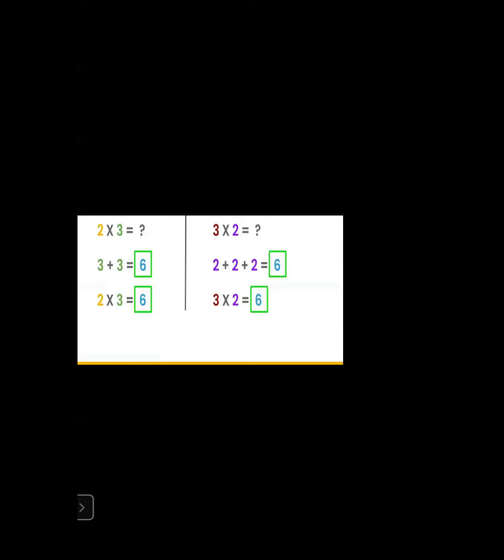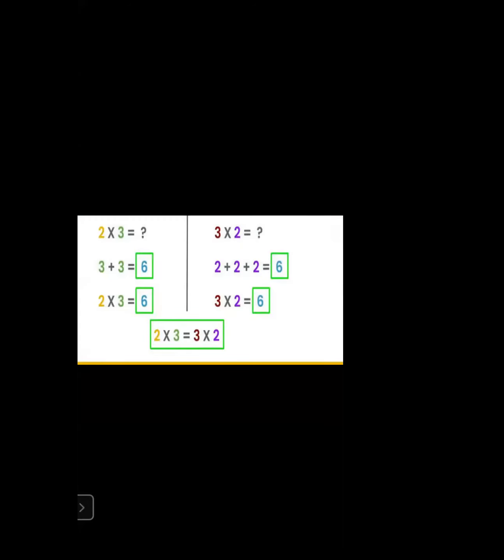That is, 2 into 3 equals how much? It means the 3 is repeated 2 times, or 2 times 3. It means 3 plus 3 is equal to 6, and 2 into 3 is 6. Now let us discuss another. 3 into 2 equals how much? The 2 is repeated 3 times, or 3 times 2. It means 2 plus 2 plus 2 is 6, and 3 into 2 is 6. By this example, we can conclude that 2 into 3 equals 6 and 3 into 2 equals 6. It means 2 into 3 equals 3 into 2.